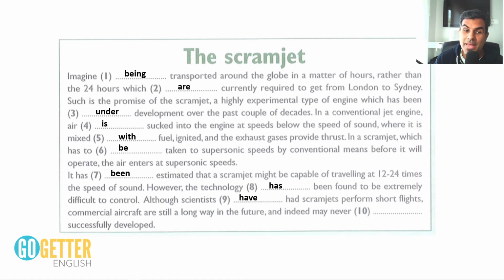and indeed may never be successfully developed. Another passive structure, in this case using a modal auxiliary verb. In this case may, and then an adverb never, and then another adverb, successfully developed. Now the only thing we would be missing here is, of course, if we are using a modal auxiliary verb, we always need a bare infinitive, an infinitive without to, which in this case is the verb to be, in order to make our last passive sentence.